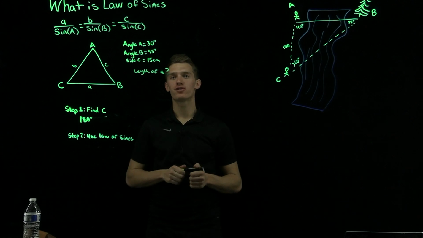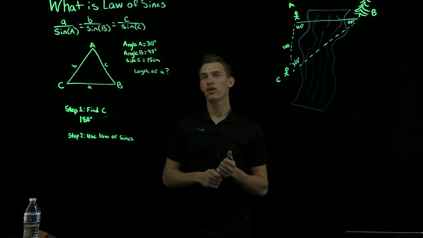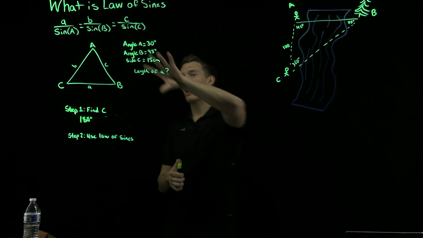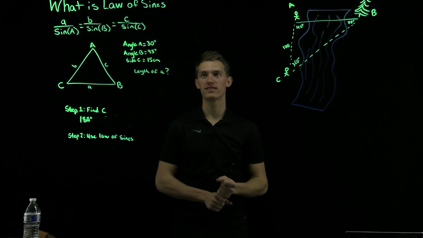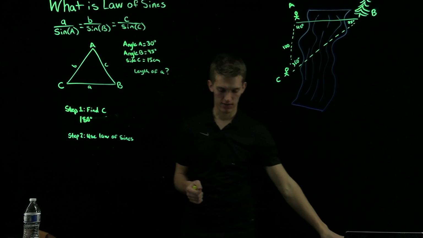So, what is the law of sines? It's a fundamental trig identity used to find the length of a side or an angle when you have some information and are not given the rest. And this is particularly useful for non-90 degree angles.